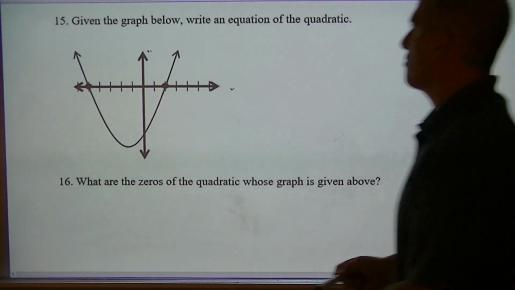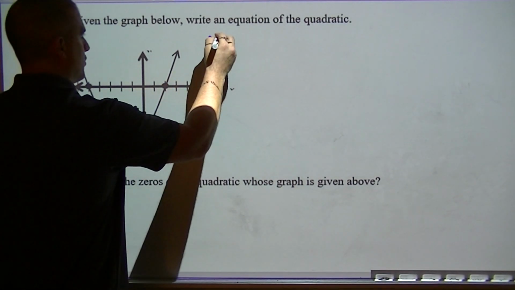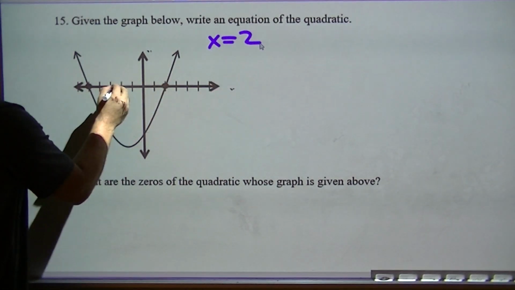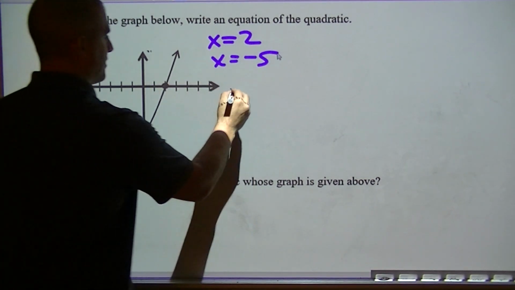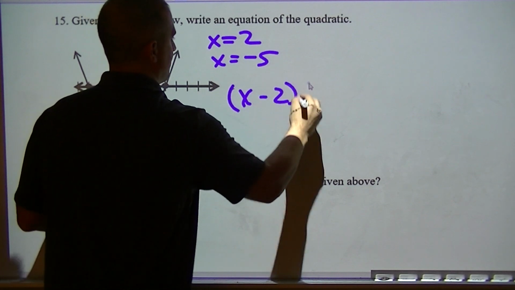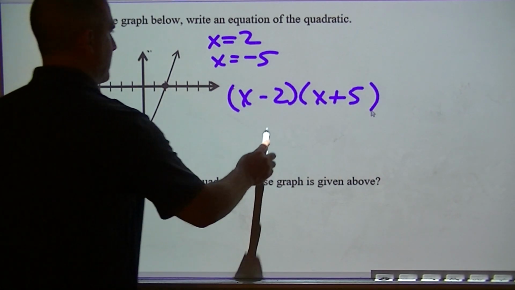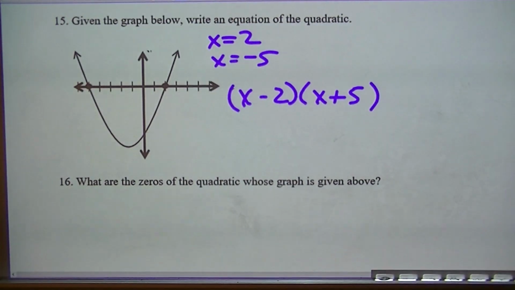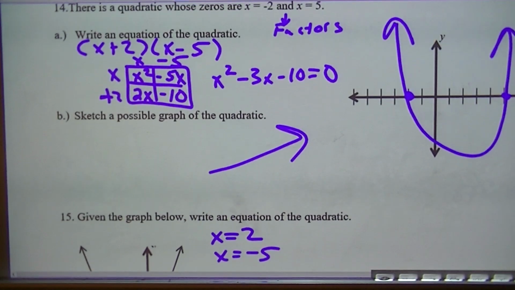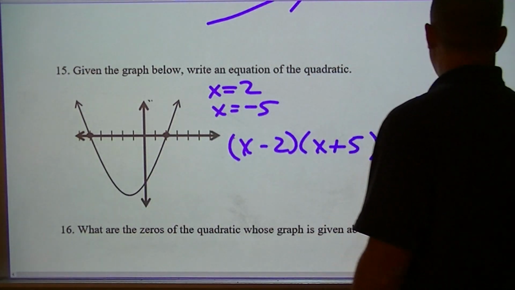Okay, given the graph, write the equation. So what I would have to do is interpret that: that is x equals 2. That is 1, 2, 3, 4, 5. That's x equals negative 5. So then my factors for that are x minus 2 and x plus 5. Okay? And I'm just going to go ahead and make the box. I think this is the same problem, is it not? Okay? Yeah, it's actually, no, it's slightly different. Okay, so what I would do is I make the box.